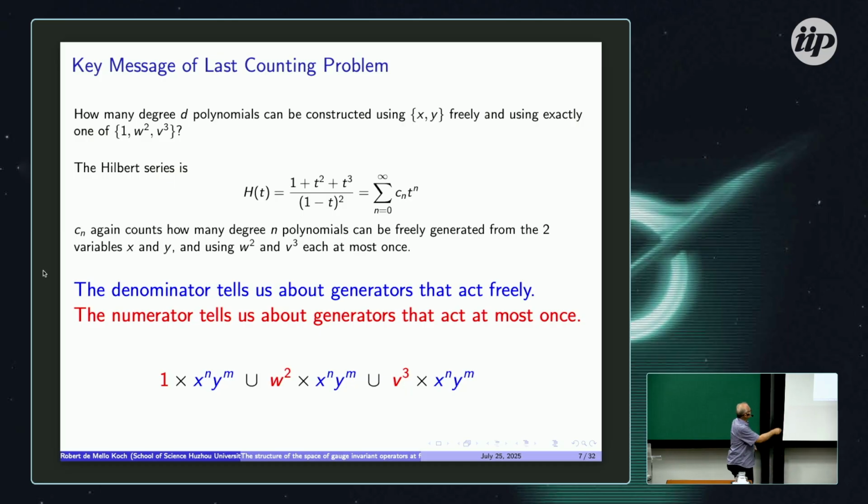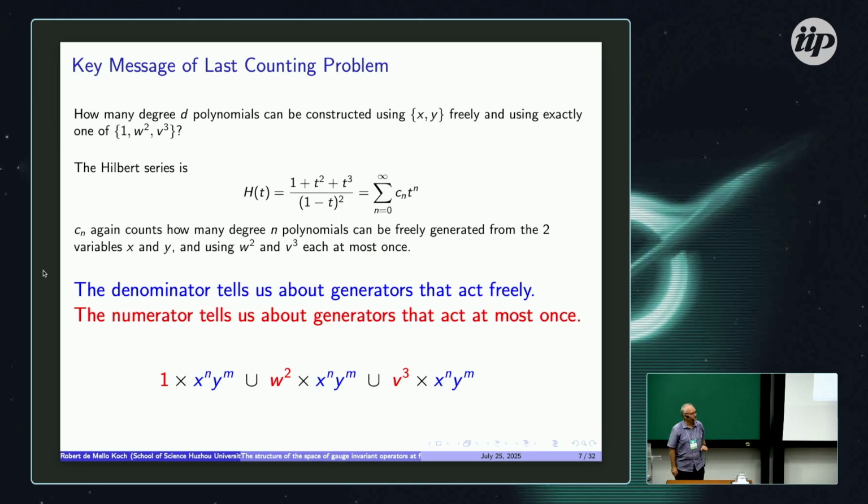Where do those appear? They appear in the numerator of the Hilbert series. So our full set of polynomials takes this form: 1 times x to any negative power, y to any negative power, union w squared times the xy polynomial, union v cubed times the xy polynomial. The xy are coded into the denominator of the Hilbert series, and the 1, w squared, v cubed are coded into the numerator of the Hilbert series.